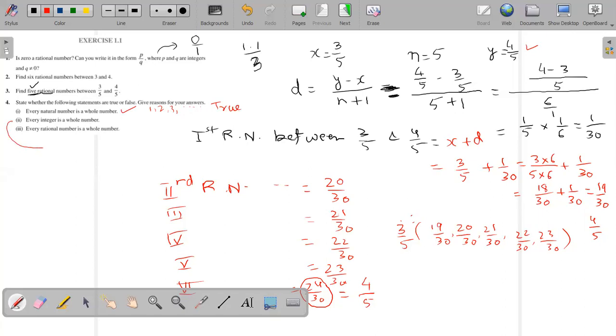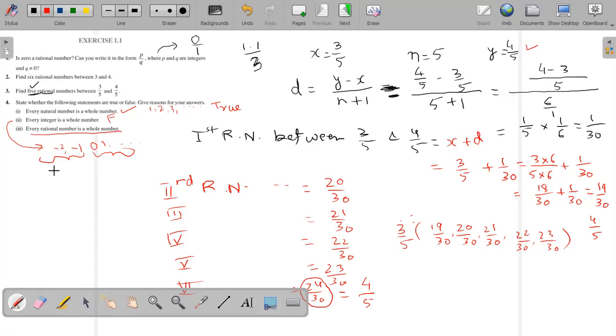And every integer is a whole number. False. Yes, false. Every integer is not a whole number, because integers are 0 and -1, -2. So they are not whole numbers. Only from this side you will get integers which are whole numbers. So this is false.